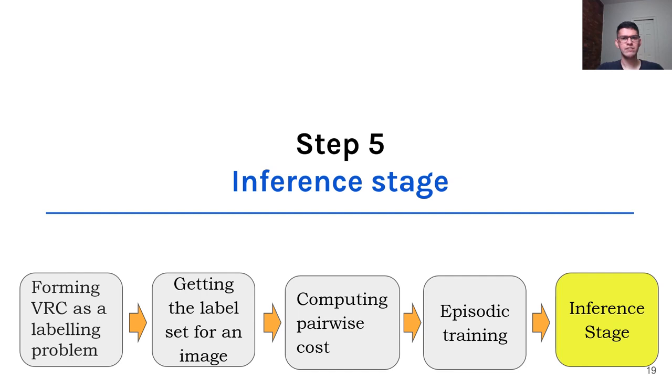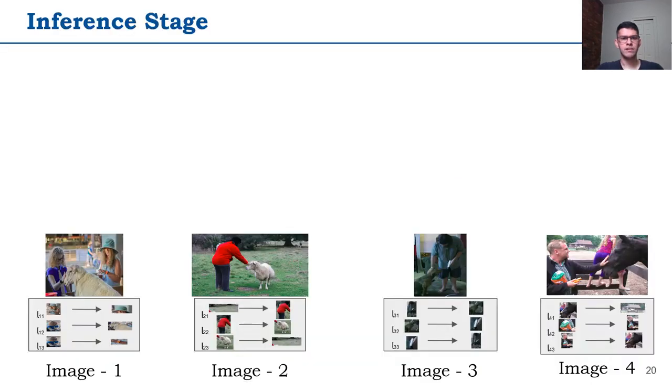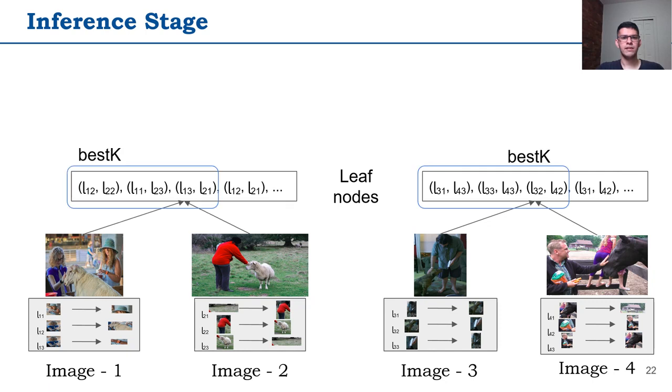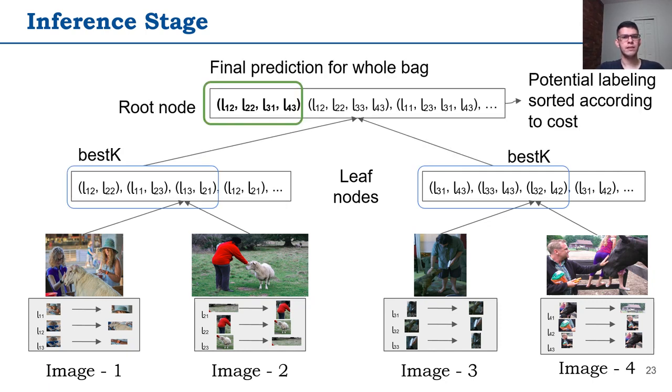During the inference stage, we use a greedy algorithm. For a bag of images, we first divide the whole bag into small subproblems of smaller bag size. We solve the subproblems and sort the possible labelings according to the cost computed using the relation network. We then pick the top k least cost labelings from the subproblems, and then combine them greedily to get the labelings for the larger bag, and finally pick the least cost labeling for the whole bag. This way, we avoid exponential time complexity of inference.